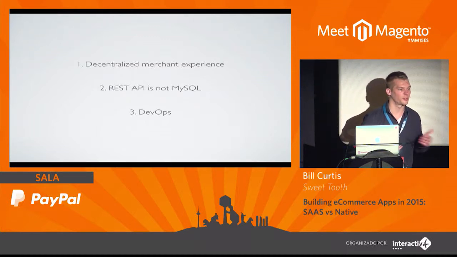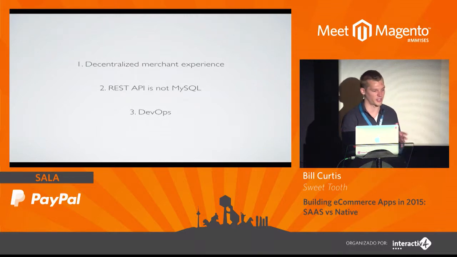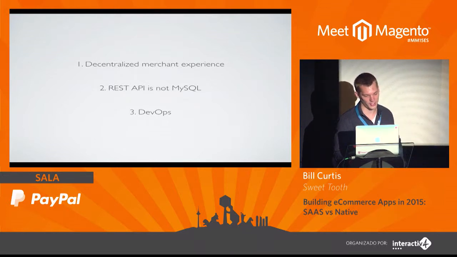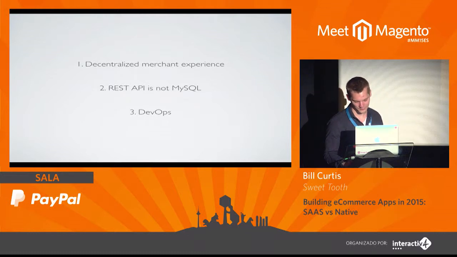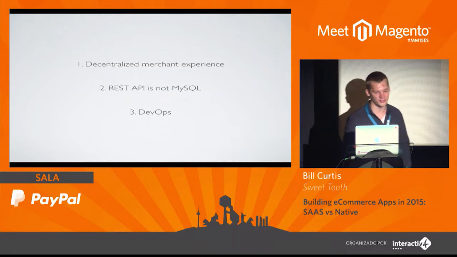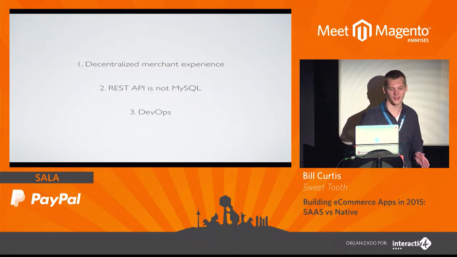A typical Magento merchant is used to going into the Magento admin panel and managing everything to do with their entire e-commerce operations. With SaaS, they have to go to app.sweettooth.io or whatever other SaaS extensions they have running. And sometimes this can be a bit overwhelming and an inconsistent experience for them.